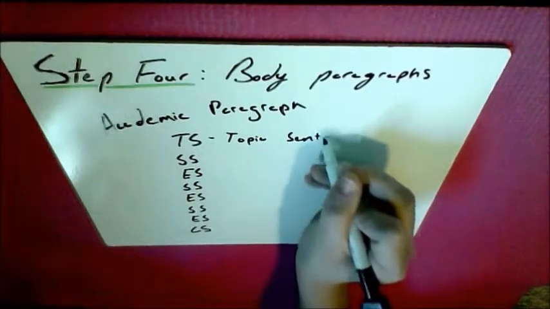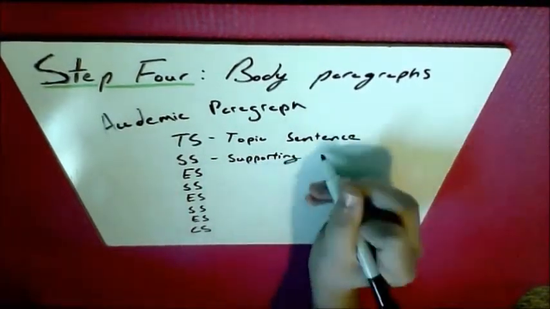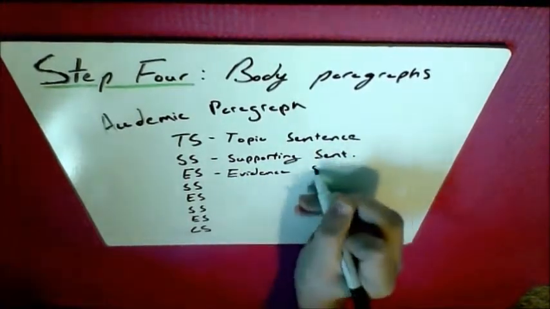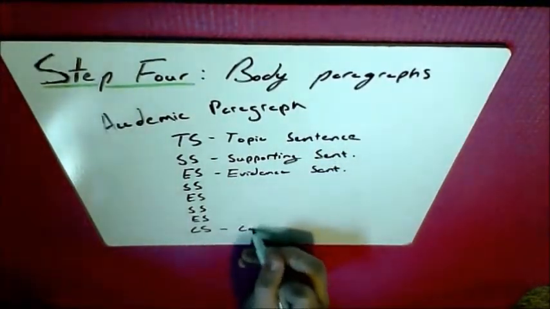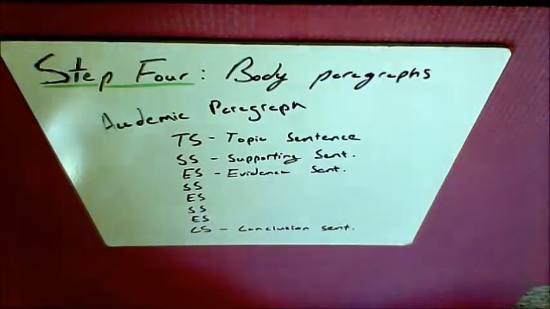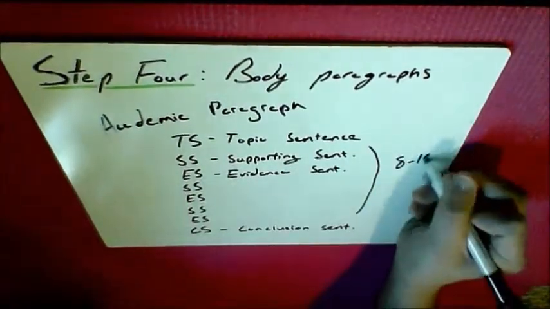So you start with your topic sentence, and this will introduce what's going to be talked about. And then next you'll have supporting sentences followed by evidence sentences. These are just backing up everything you're talking about, and you'll end your paragraph with a conclusion sentence. And that is how you make a body paragraph.